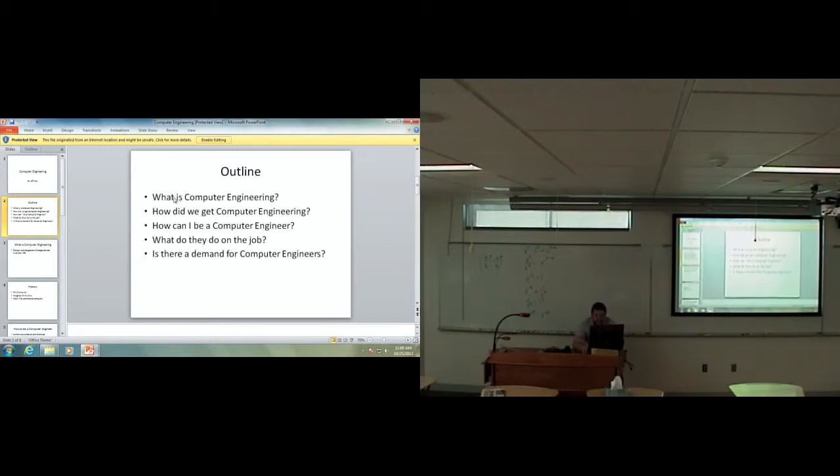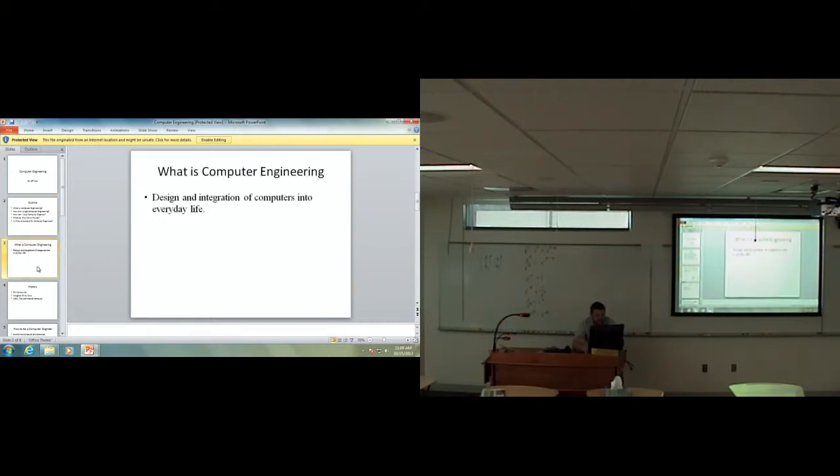What is computer engineering? How did we get it? So here we've got an overall what is it, a little history of it, and then some stuff about becoming and being a computer engineer. It's a great outline. And then his slides essentially follow that. Here's what is computer engineering, here's the history of it.